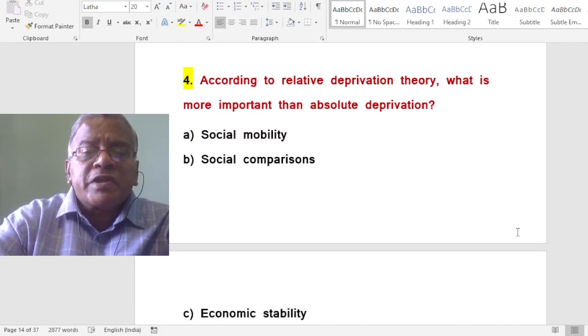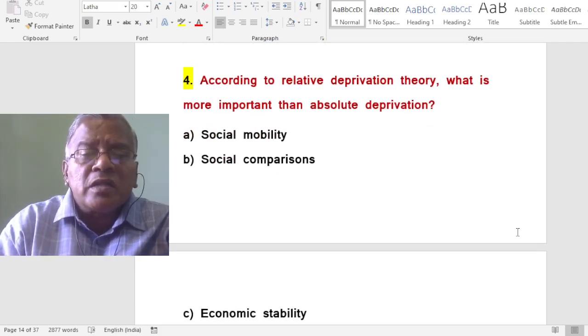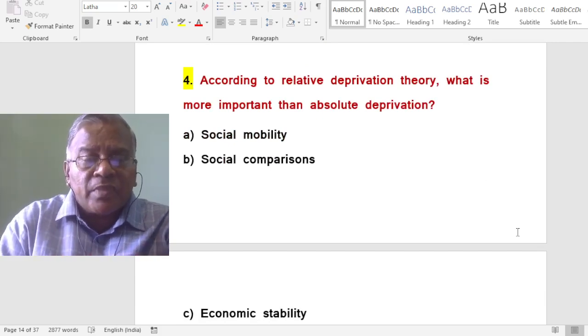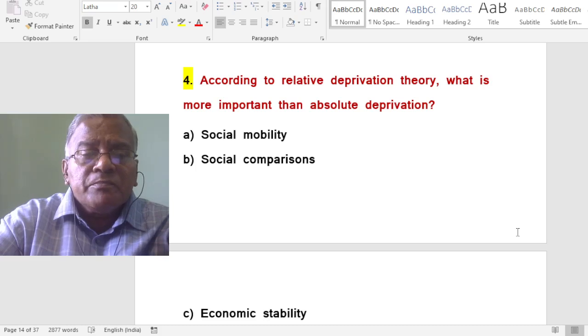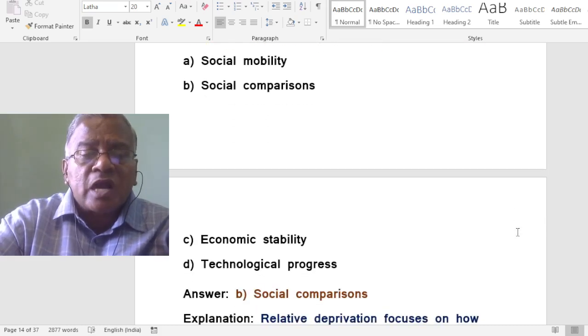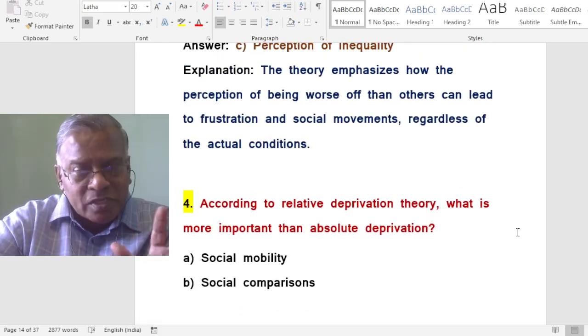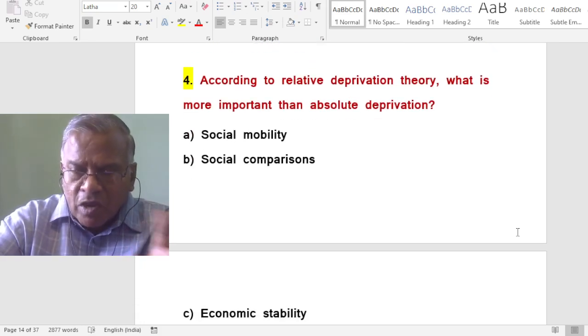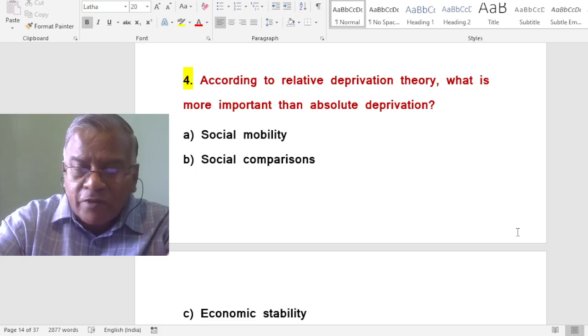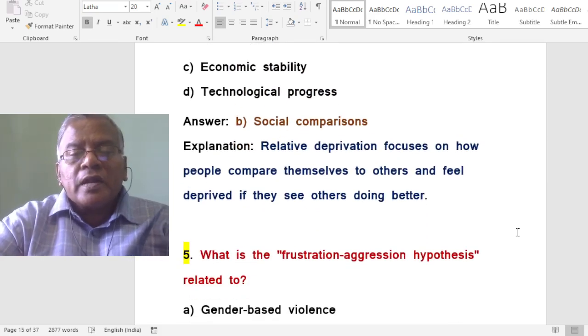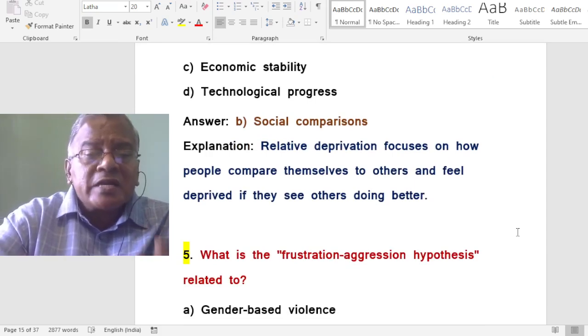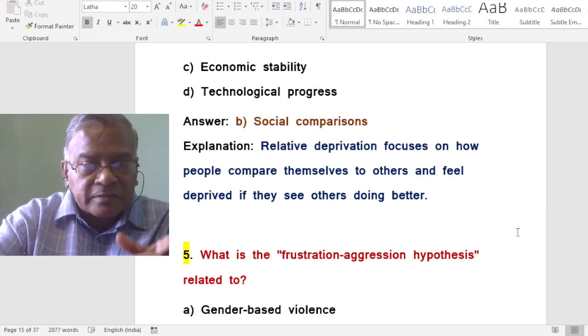According to relative deprivation theory, what is more important than absolute deprivation? A. Social mobility. B. Social comparisons. C. Economic stability. D. Technological progress. So always social comparisons. Relative deprivation theory talks about social comparison. Because of that, there is a feeling of inequality. Relative deprivation focuses on how people compare themselves to others and feel deprived if they see others doing better.